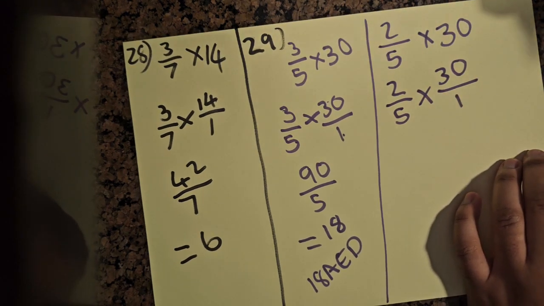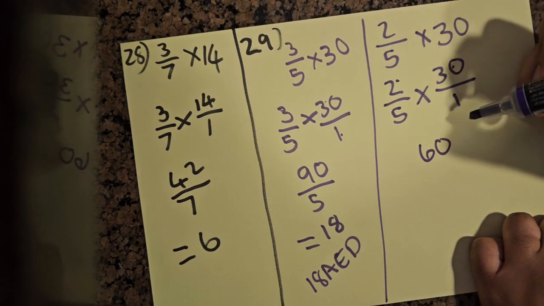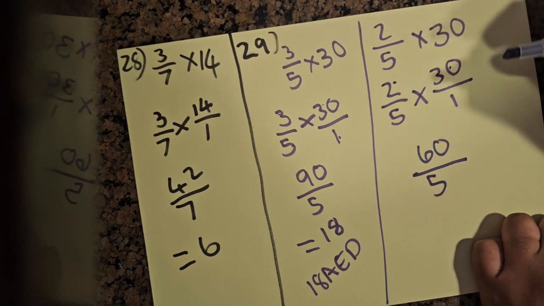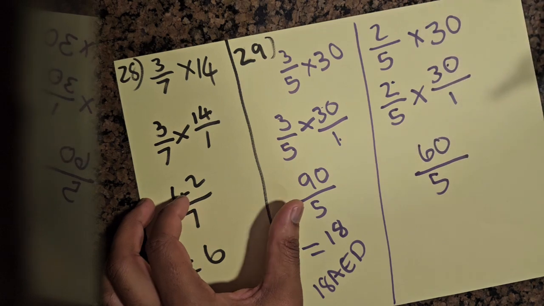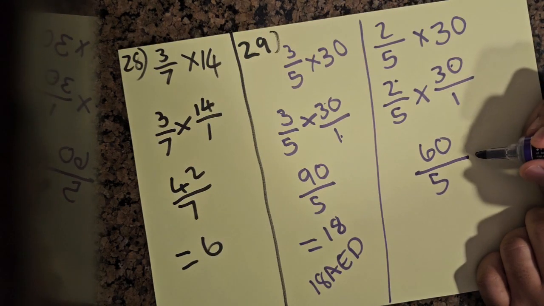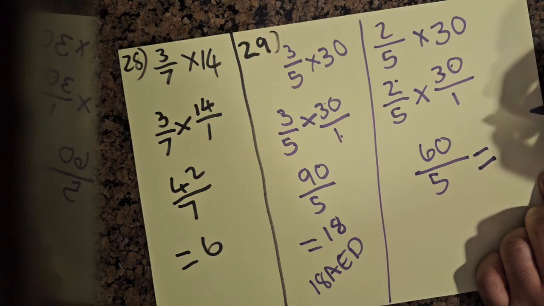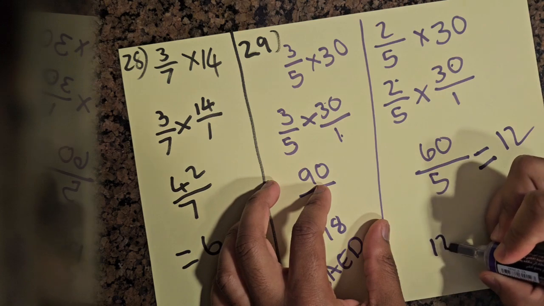Now we just do the multiplication. 2 times 30 gives me 60. And 5 times 1 is 5. And then this is just a straight division. 60 divided by 5 is equal to... how many times does 5 go into 60? 12 times. Okay. So that means she was able to solve 12 questions.